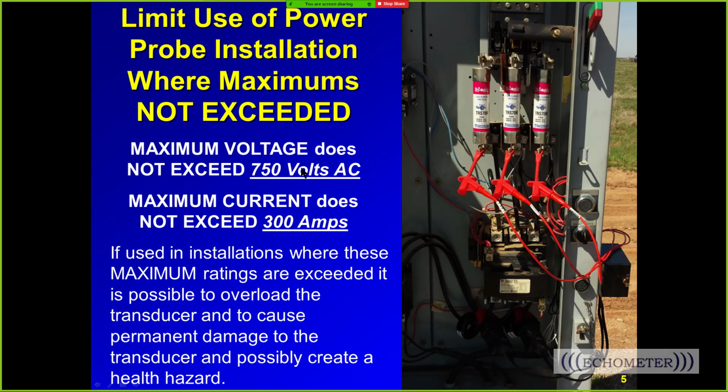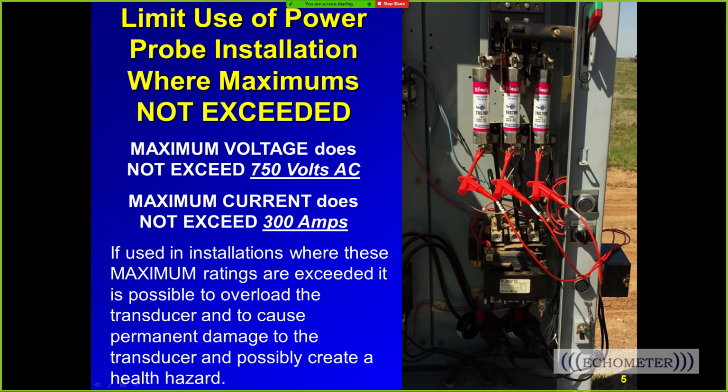And it says don't exceed 750 volts. The wired power probes, I think, are rated for 480. And the wireless one goes up to the next higher voltage rating. So 300 amps and 750 volts. If you look here, you can see that the switch is up. That's the main switch. And we're disconnected.